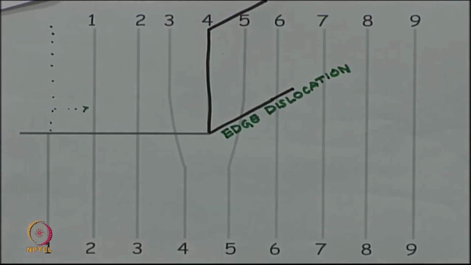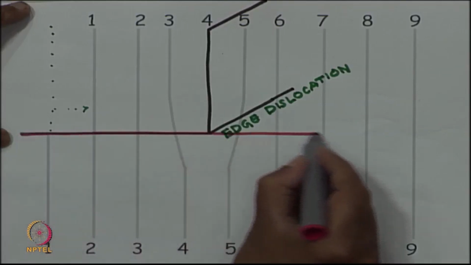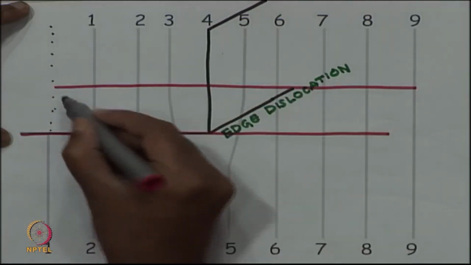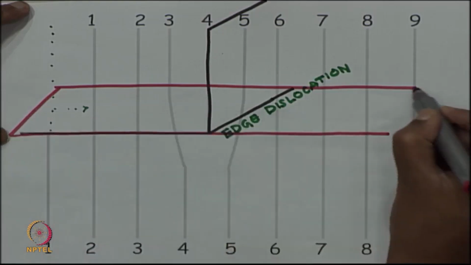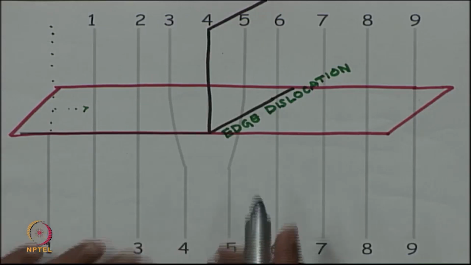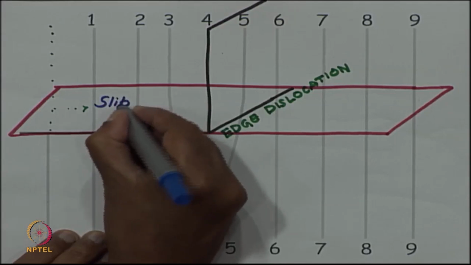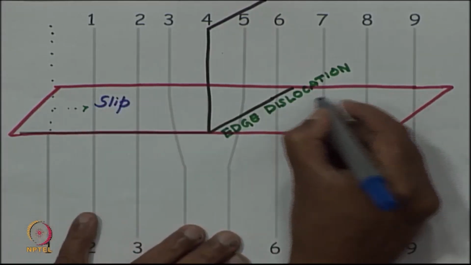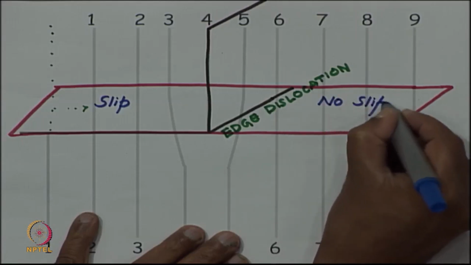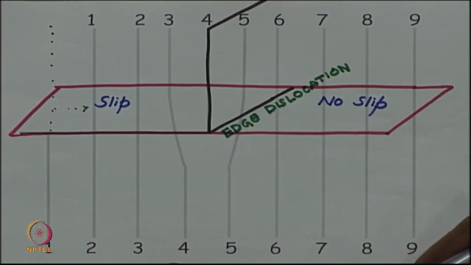And if I complete my plane, so let me complete my horizontal plane of the cut. Of course, I have not cut on the right hand side, but I am drawing the plane continuously, and I will mark the left hand side as the slip side and the right hand side as the no slip side. Because remember, I had not cut on this right side of the plane.